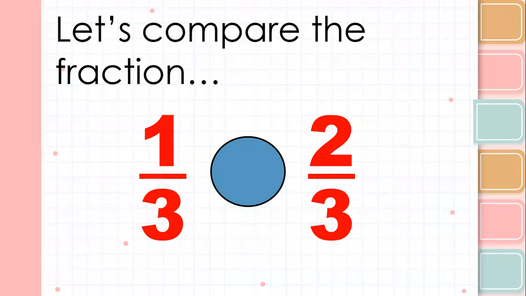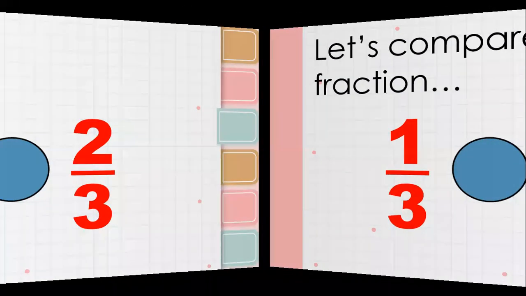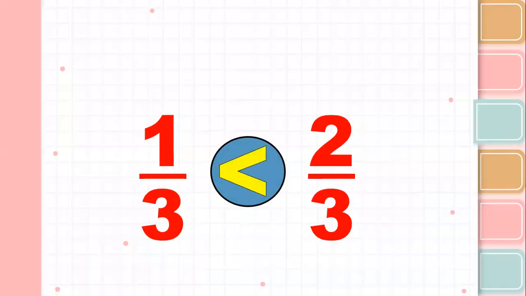Since 1 is less than 2, one-third is less than two-thirds. Therefore, Linda receives more money than Leia. That is all about similar fractions.